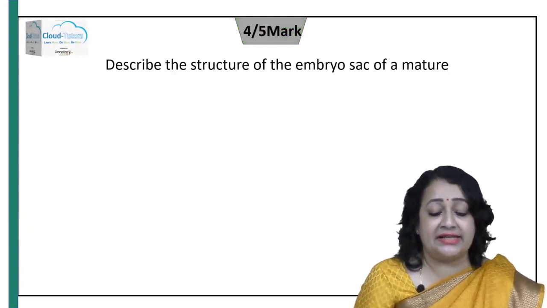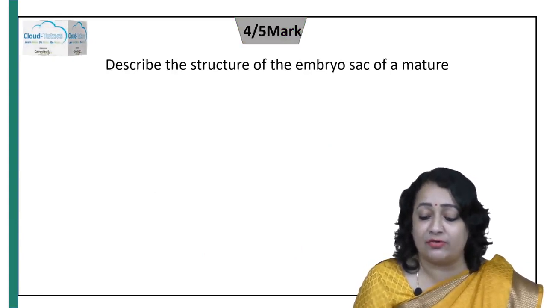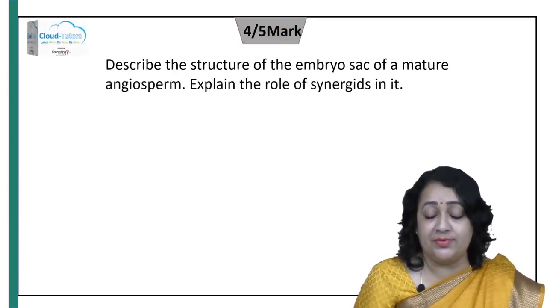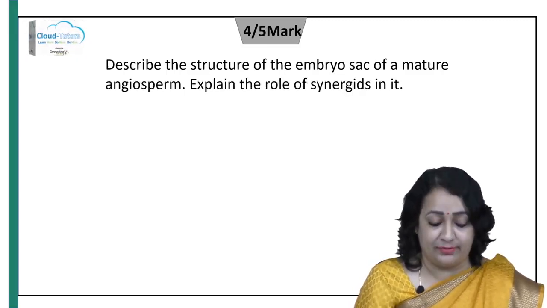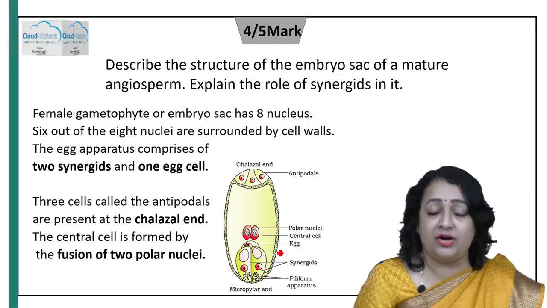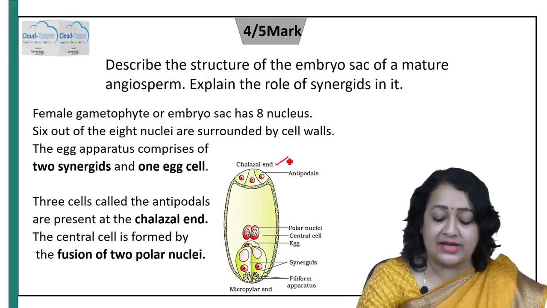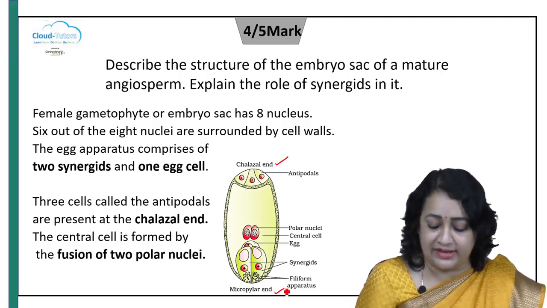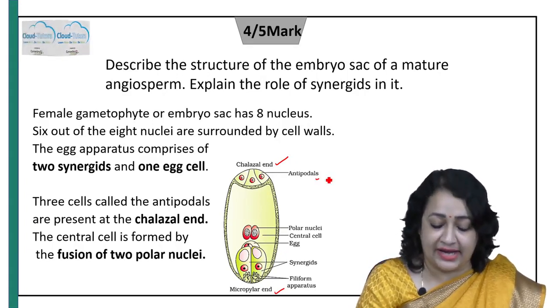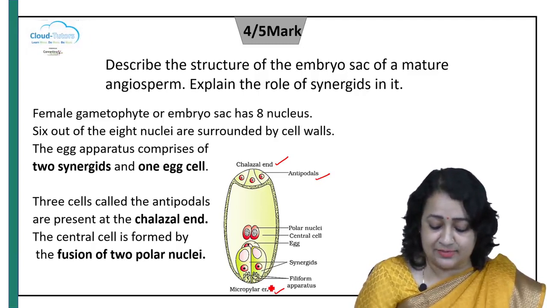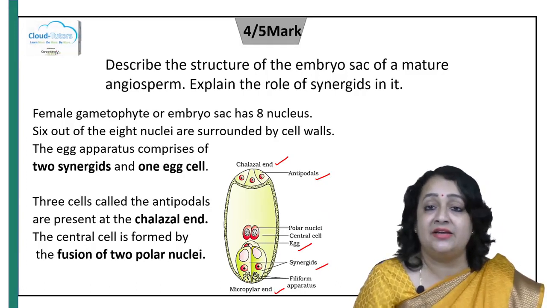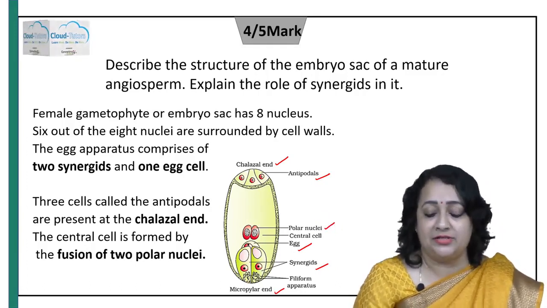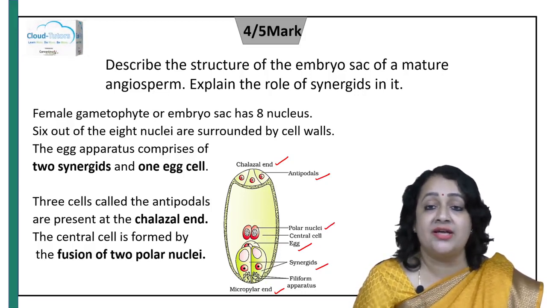So this is the last question for the day. Describe the structure of the embryo sac of a mature angiosperm. Explain the role of synergids in it. So this is for 4 mark or 5 mark. What you have to write for this is, you have to draw a clear diagram of the embryo sac. In the embryo sac there is a chalazal end and a micropylar end. At the chalazal end we have the antipodal cells, and at the micropylar end we have synergids and the egg cell. Then in the central cell we have the polar nuclei. So these have to be drawn very clearly.